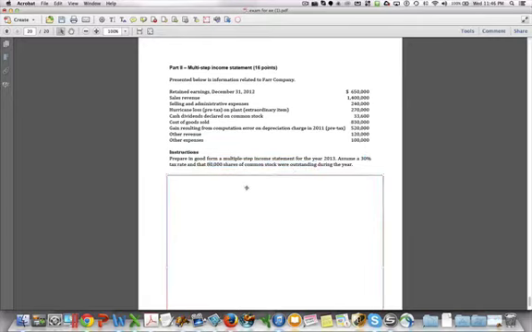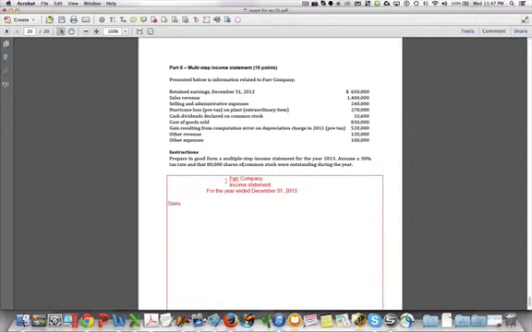So let's get started. The first thing we're going to do is put down the heading. And you're kind of crazy if you're not going to put down the heading. So we'll put down FAR Company, because you always get some points for that. If you don't put it down, you get docked for it. This is going to be the income statement for the year ended December 31, 2013.